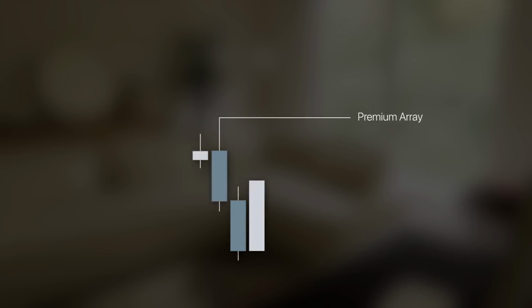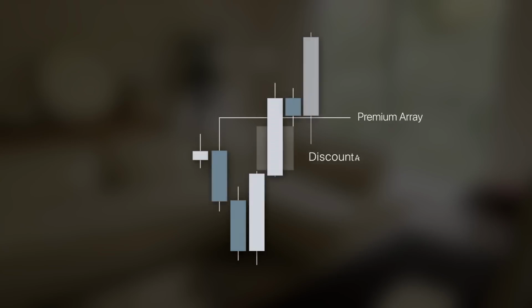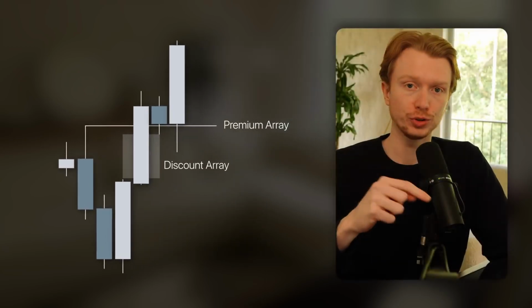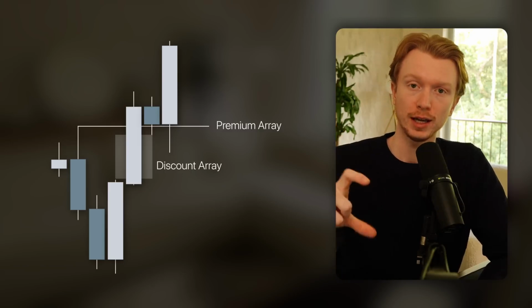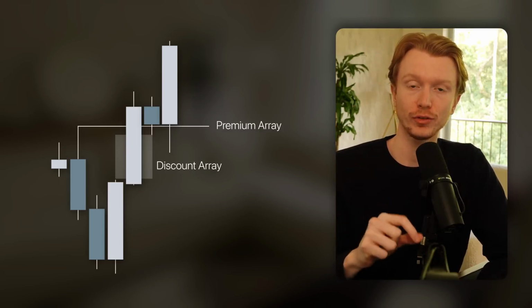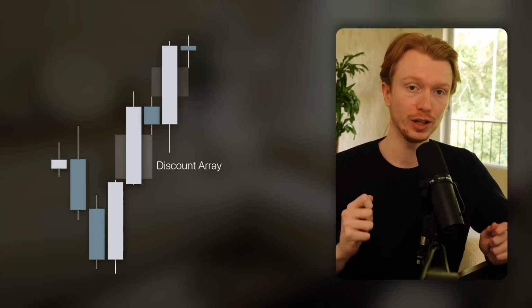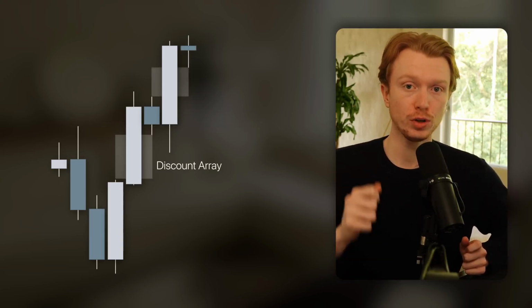Now, if we are expecting higher prices, a bullish trend in the market, then premium arrays will be disrespected and discount arrays will be respected. And then from those discount arrays in a bullish trend, it's important to understand that the objective of price action is to create a new fair value gap as soon as possible.